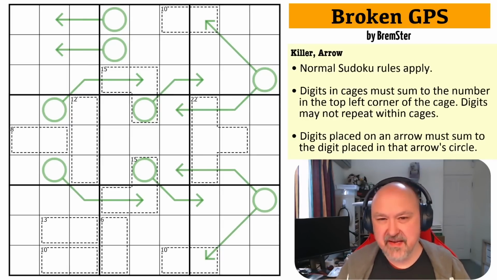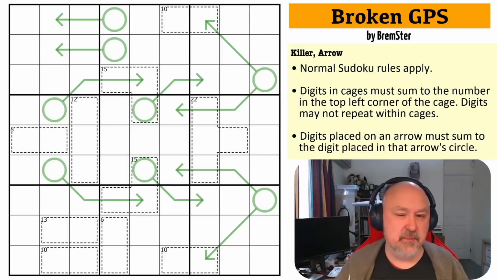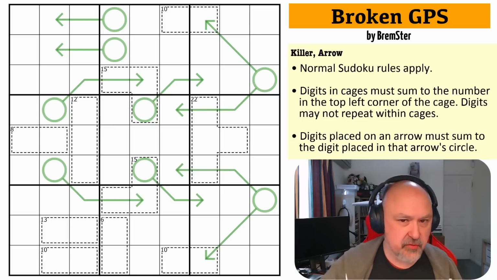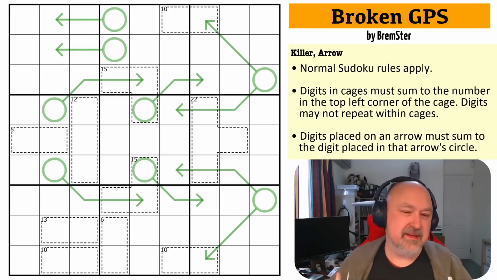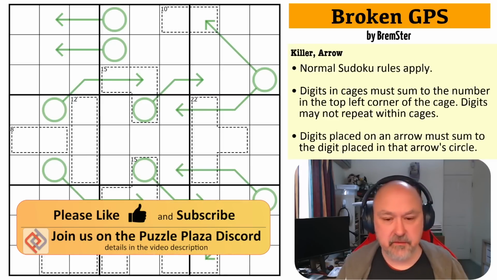Before I get into this puzzle, which is Broken GPS, a puzzle that I created, I want to go into a little bit of a story about how puzzles are created, at least by me, and why this puzzle is going to be something a bit different for my channel.